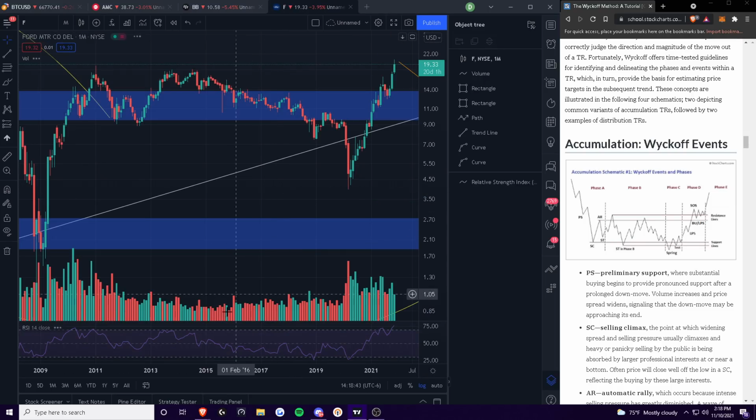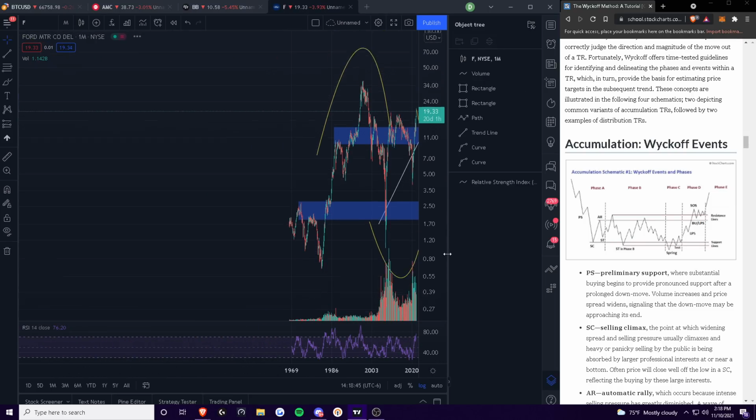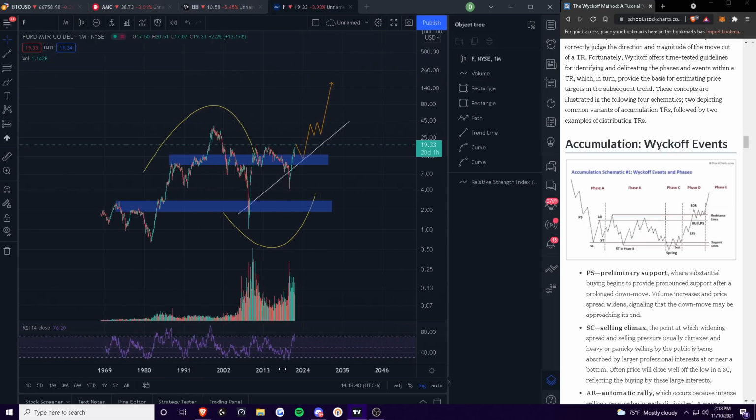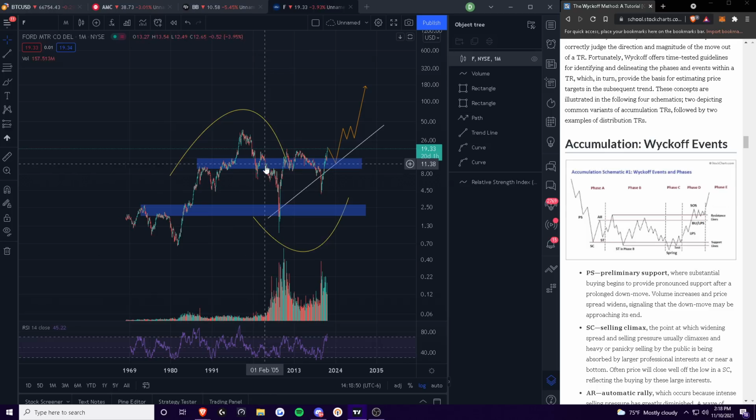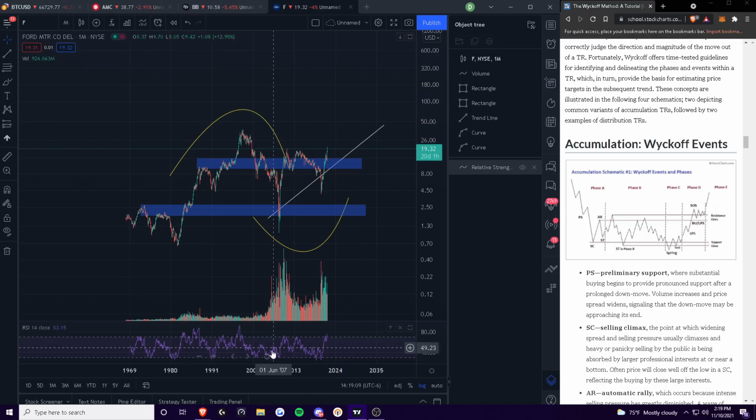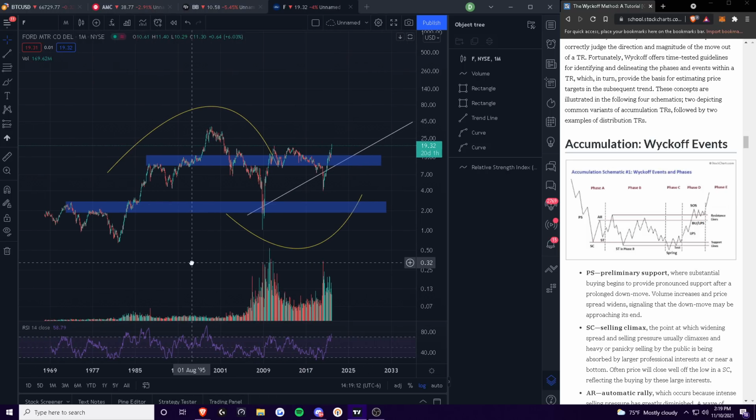I will say Ford was brought to my attention. And to me, it just looks like a big old accumulation since the 60s, which is kind of crazy to think about, or maybe this was a distribution, right? This is an accumulation, and then maybe a reaccumulation, and you can look into that. It's a different thing, but Ford looks pretty strong here, and it's really interesting to see these Wyckoff phases play themselves out.